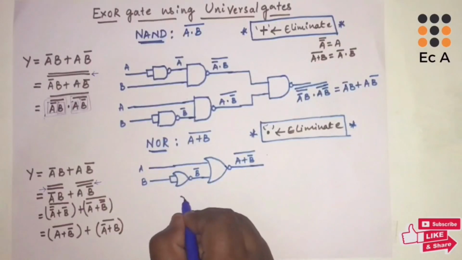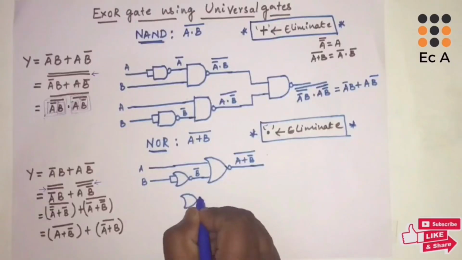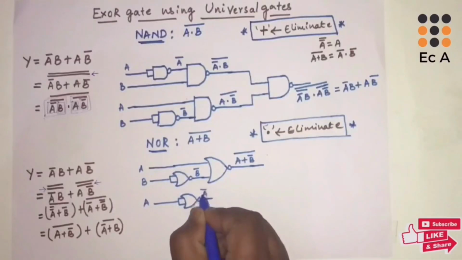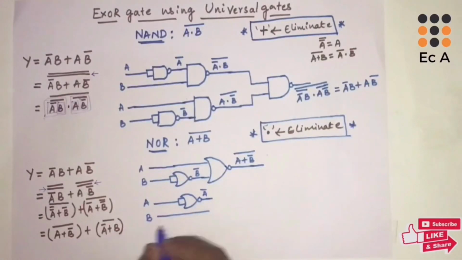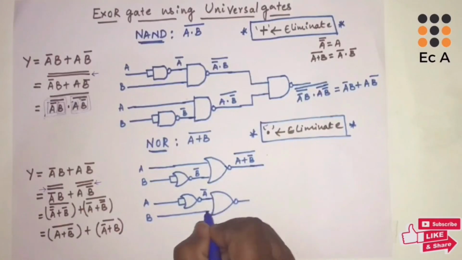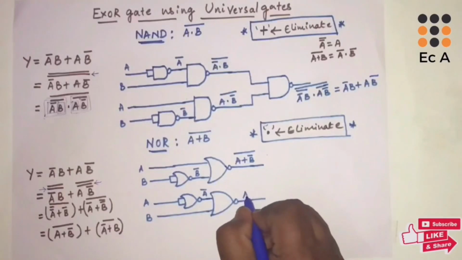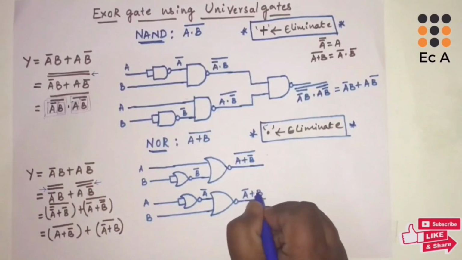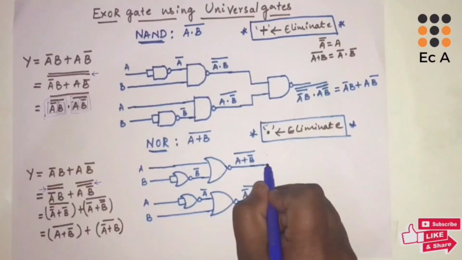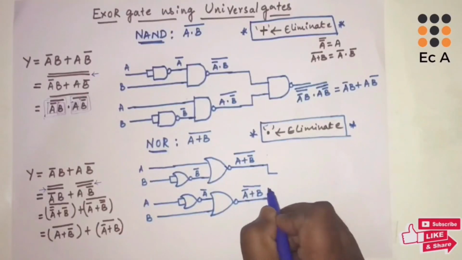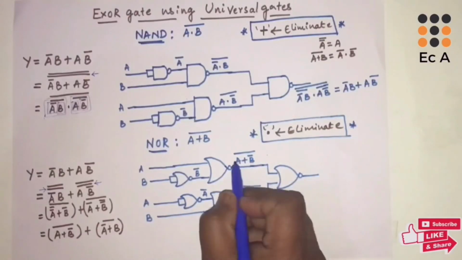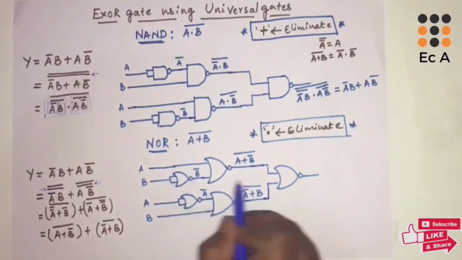We will take a NOT gate to implement A bar. So A, and the output of this will be A bar. We will take B and give this input to a NOR gate. The output of this NOR gate will be A bar plus B whole bar. Now to get this OR operation, we will connect one more NOR gate. The output of this NOR gate will be this term plus this term whole bar.